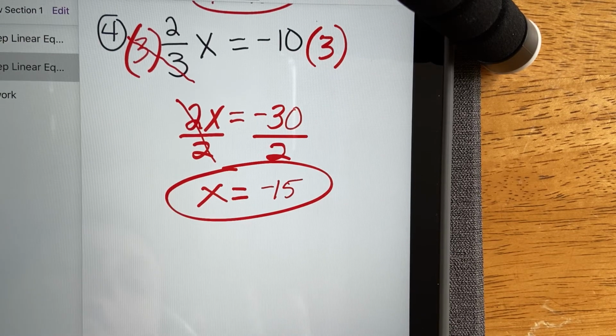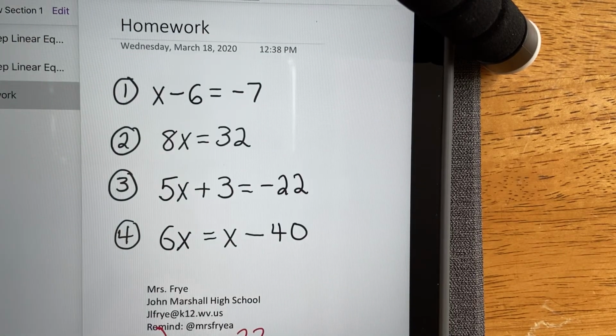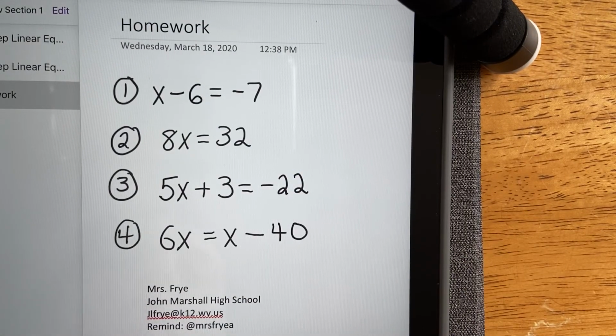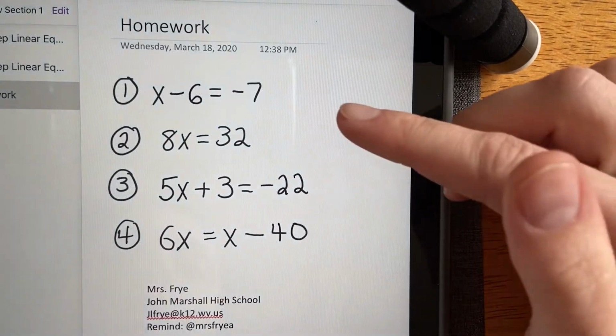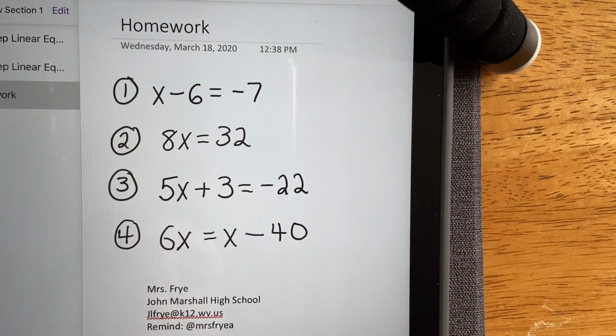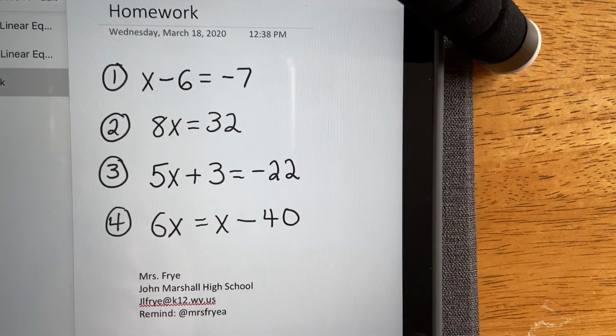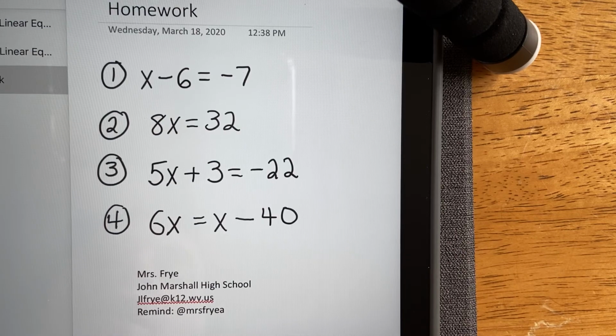Okay, so that's all of the examples that I have for you today. And finally, I've got 4 problems for homework. What I want you to do is do all 4 of these problems on a piece of paper. Put your name on the paper, put the date on the paper, and then you can text me your answers on the Remind app. I've got my contact information right here at the bottom of the page.